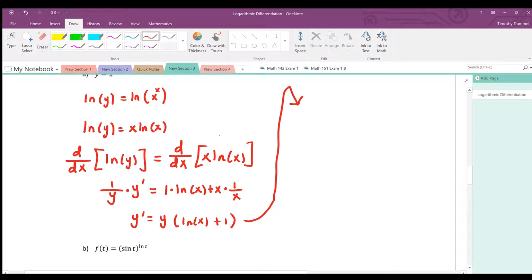Okay, so we know that y was equal to x to the x. So why don't we replace that y with x to the x? So we get y prime is equal to x to the x times the natural log of x plus 1.